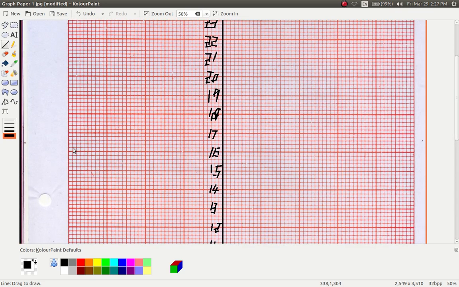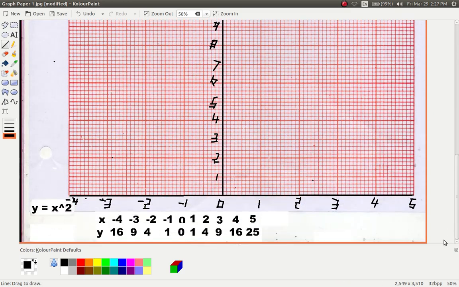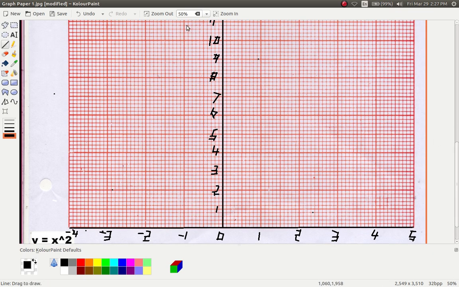This is 16. So when x is negative 4, the point is above negative 4 and beside 16. So this point is right here. Then when x is negative 3, y is 9. So I know negative 3 is right along this line. Where is 9? 9 is right here. So negative 3, 9 right here.